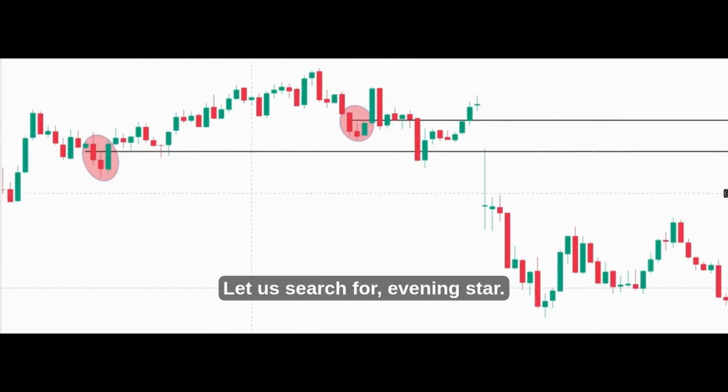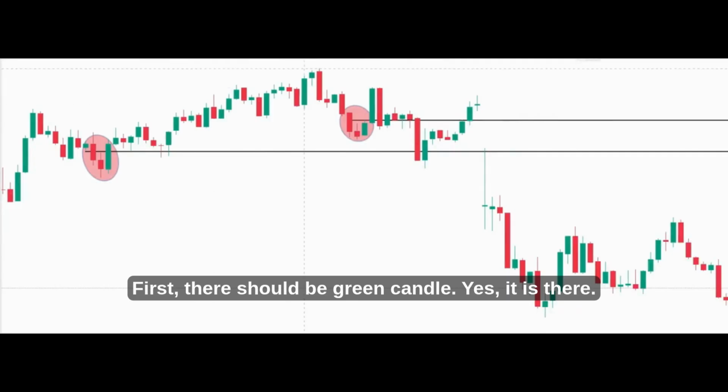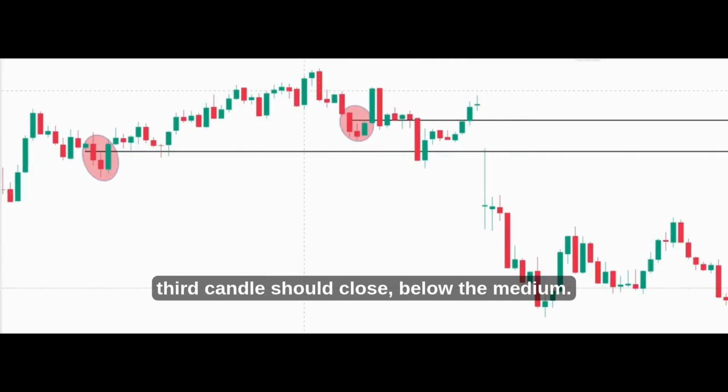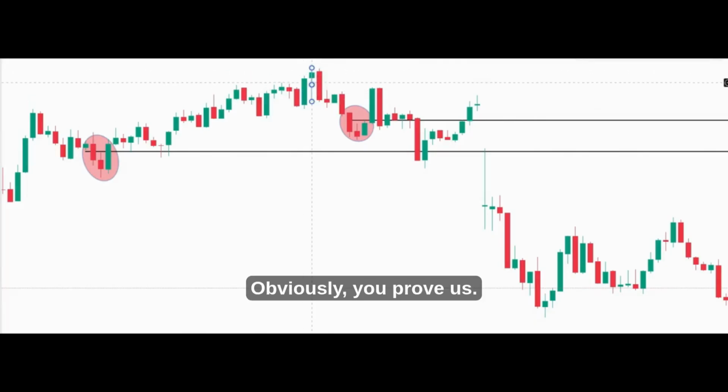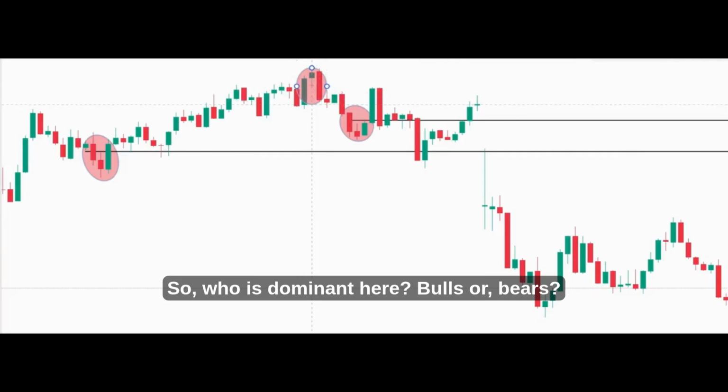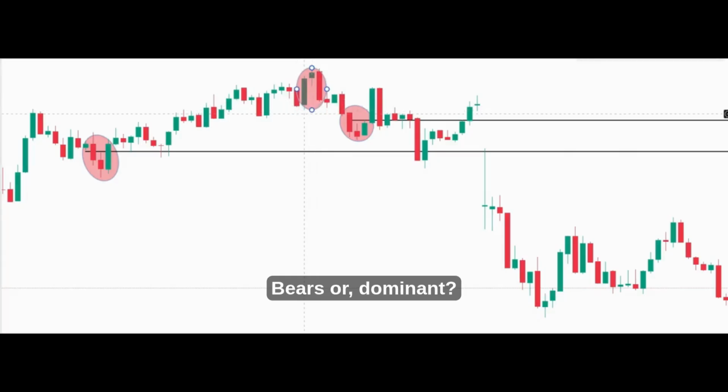Let's search for evening star. First there should be a green candle. Yes, it is there. And the condition is the third candle should close below the median. Can you call this an evening star? Obviously, yes. So who is dominant here? Bulls or bears? Bears are dominant.